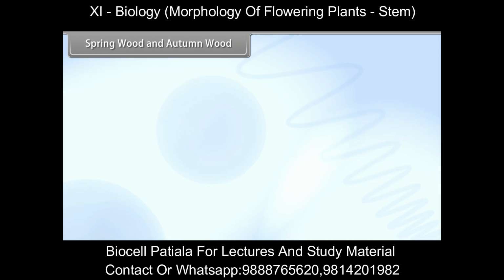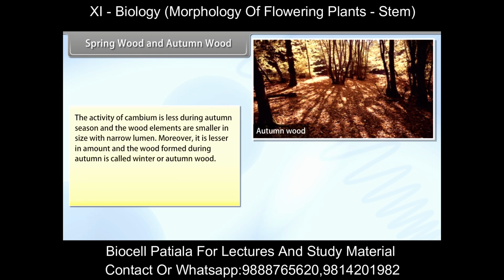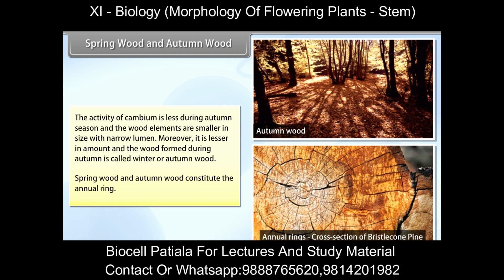Spring wood and autumn wood. In spring, the activity of cambium is more and hence the wood elements are larger in size with wide lumen. Moreover, the amount is more and the secondary xylem or wood formed during spring is called spring wood. The activity of cambium is less during the autumn season and the wood elements are smaller in size with narrow lumen. Moreover, it is lesser in amount and the wood formed during autumn is called winter or autumn wood. Spring wood and autumn wood constitute the annual ring.